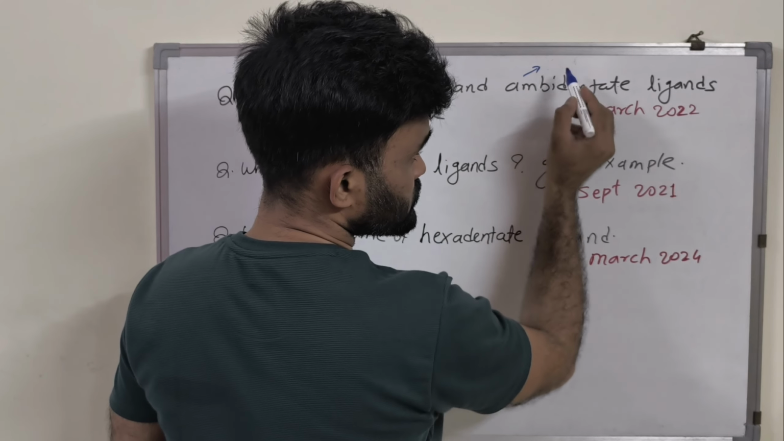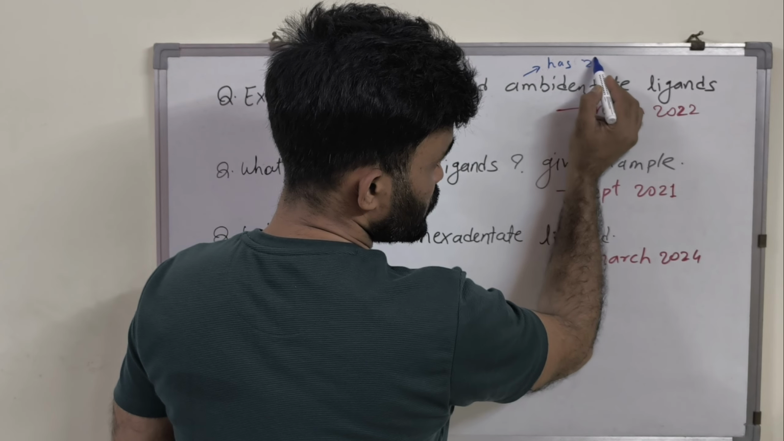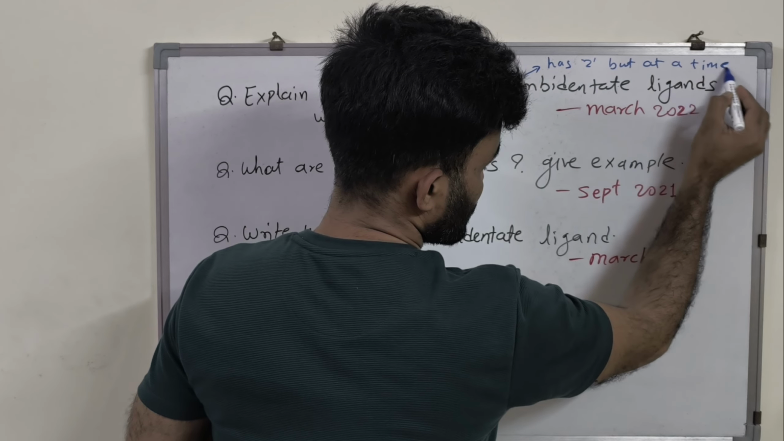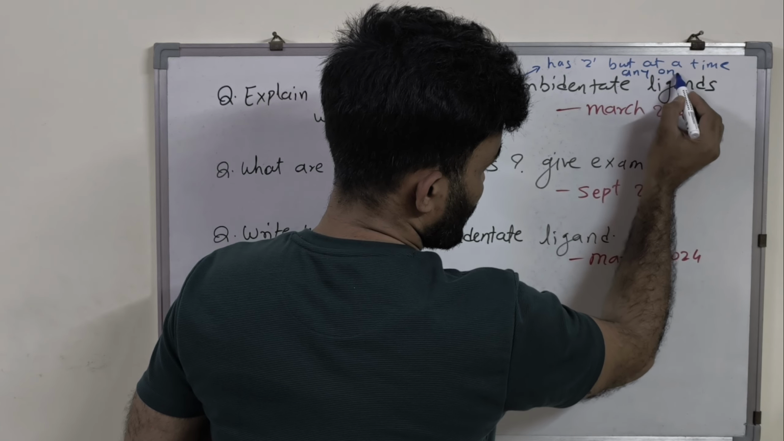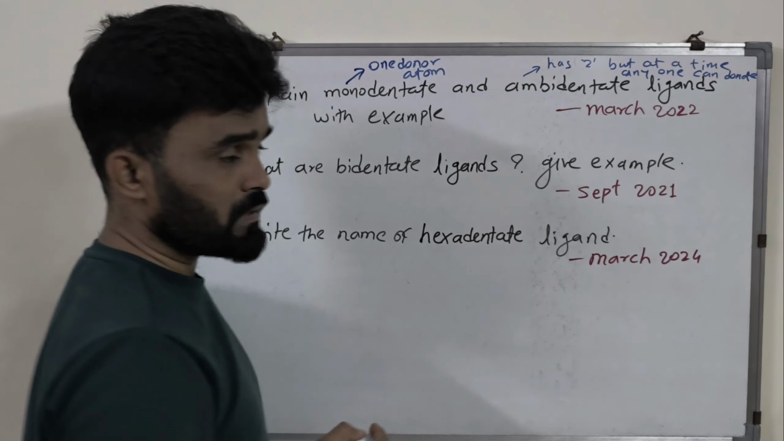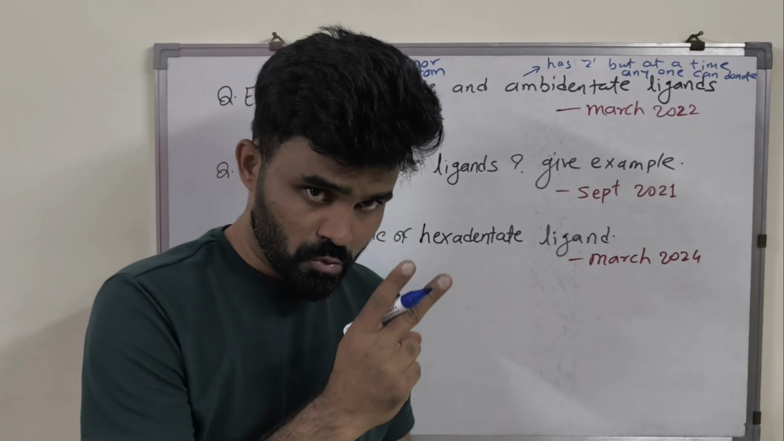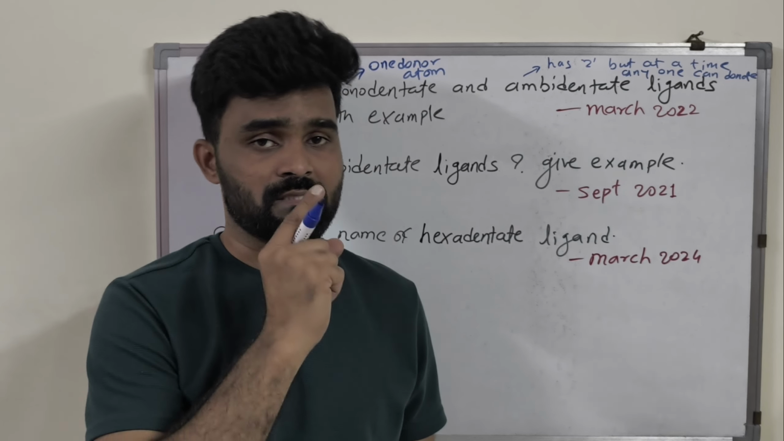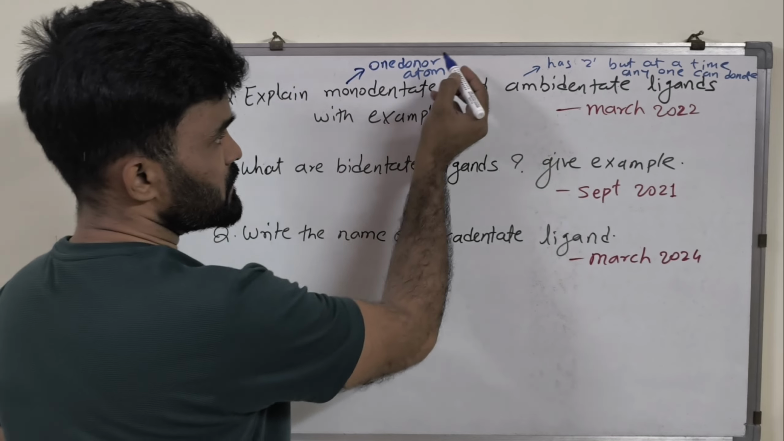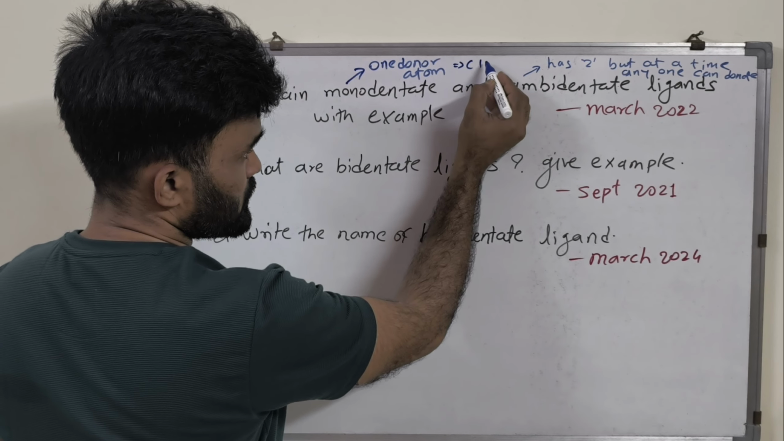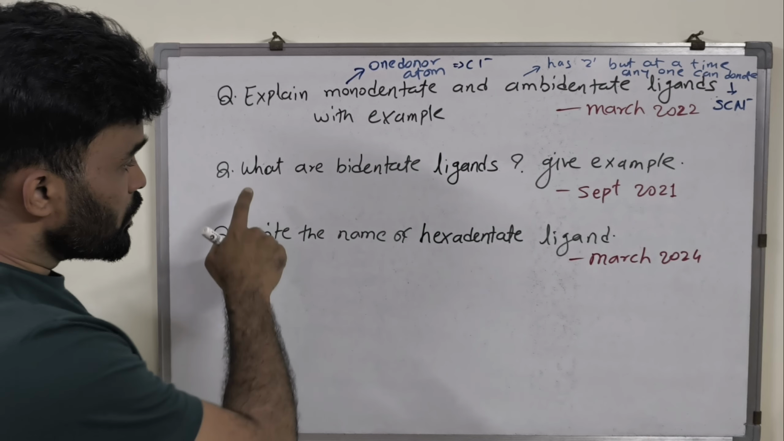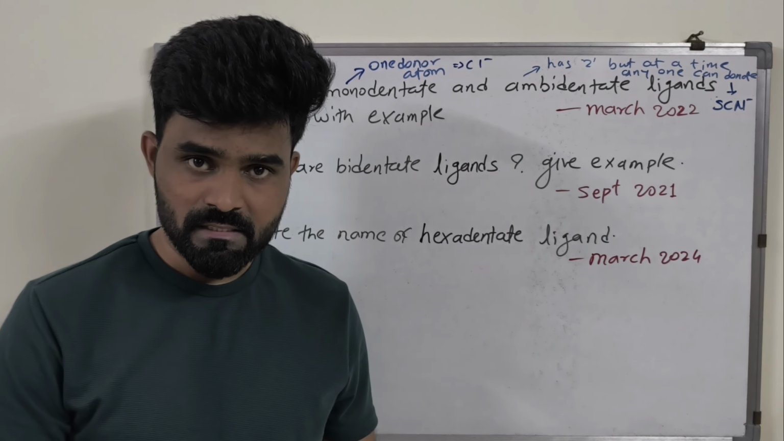What is ambidentate? It has 2 donor atoms but at a time any one can donate. Right? It has 2 donor atoms but at a time only one can donate electron. Okay? Then for example of this we can simply say, for monodentate we have Cl minus, and for ambidentate SCN minus. What are bidentate ligands?